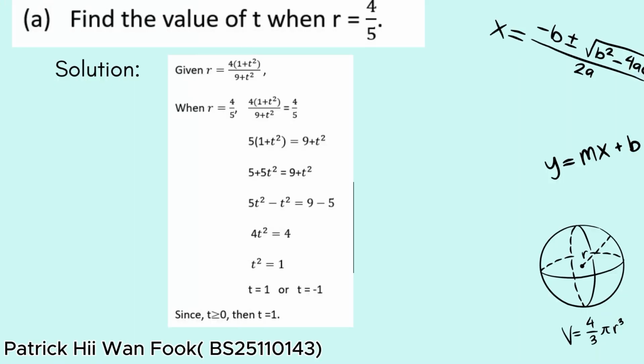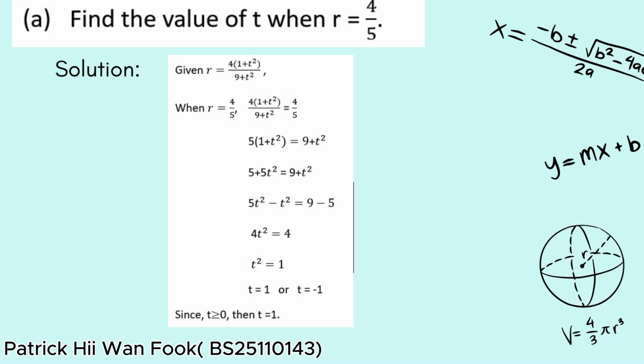For part A, we want to find the value of t when r equals 4/5. First, we substitute r equals 4/5 into the given equation. Next, we cross multiply to remove the fraction and then invert both sides.